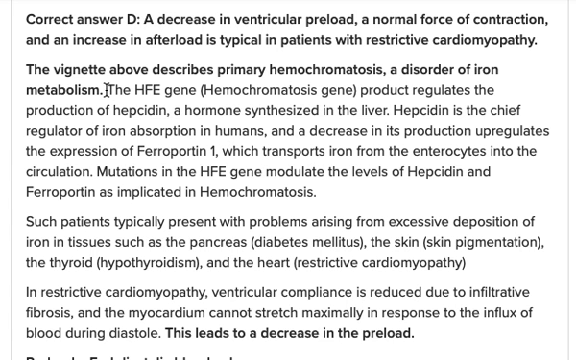The HFE gene, the hemochromatosis gene, product regulates the production of hepcidin, a hormone synthesized in the liver. Hepcidin is the chief regulator of iron absorption in humans, and a decrease in its production upregulates the expression of ferroportin 1, which transports iron from the enterocytes into the circulation.